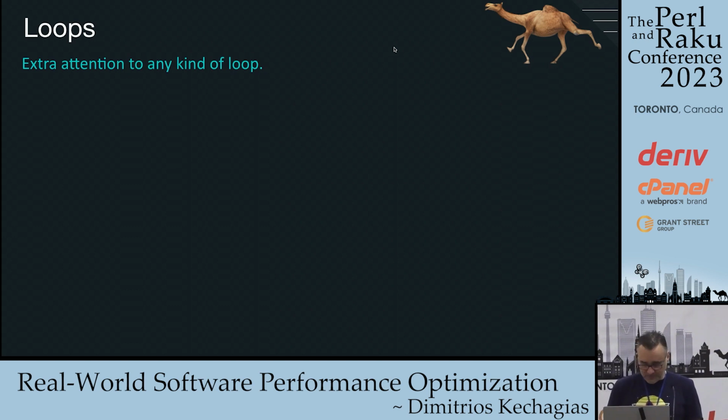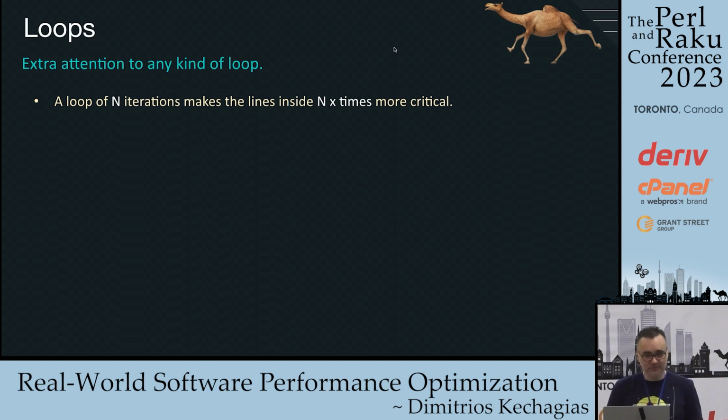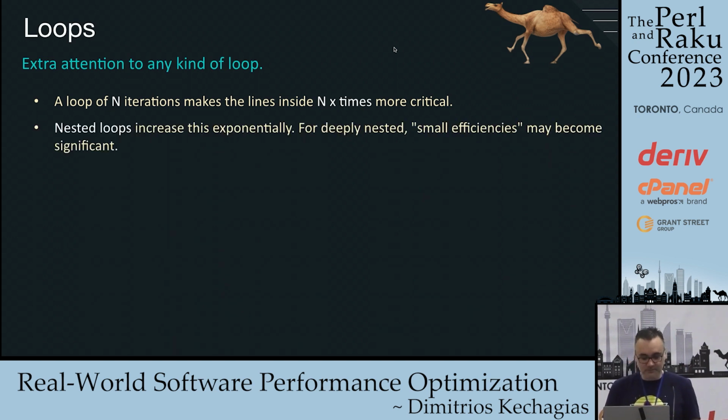Loops. You should always pay extra attention to any kind of loop, because if you have n iterations, the code inside it is n times more critical than code outside. Nested loops increase that exponentially. So if you have something deeply nested, even something that's normally a small efficiency can become significant.